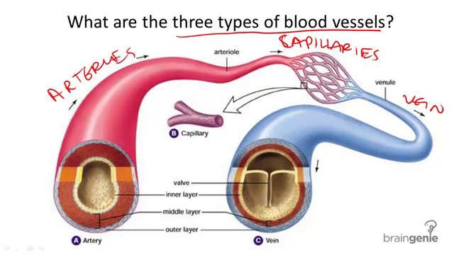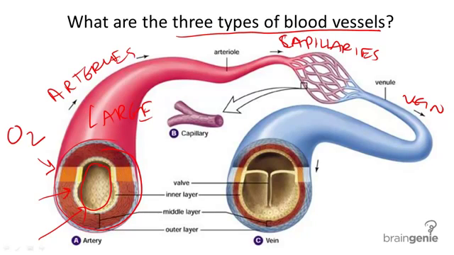So let's start with arteries. Arteries are the largest blood vessel. They have a thick outer layer made of connective tissue. They're also made of smooth muscle and endothelial tissue. This thickness supports its purpose, which is to deliver highly pressurized oxygen-rich blood from the heart to faraway parts of the body. It needs to be thicker to support that kind of demand.